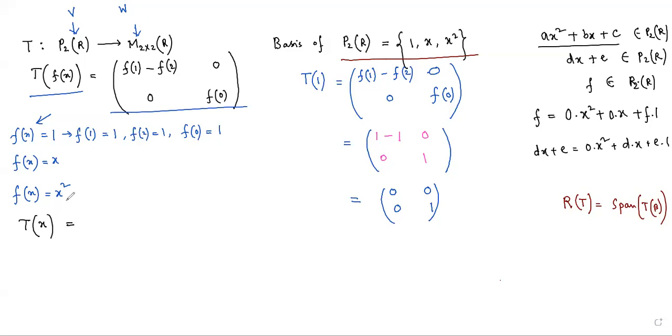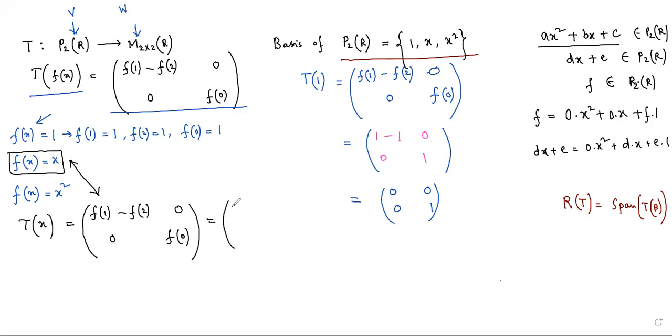Now when you try to find out T of x, remember this is my function f(x) = x. So we write f of 1 minus f of 2, 0, 0, f of 0. And remember, at this stage I am considering this function. So what are the elements? F of 1 is 1, 0. 1 minus 2, 0, 0, 0. So we get minus 1, 0, 0, 0. This is the image of x under the transformation.